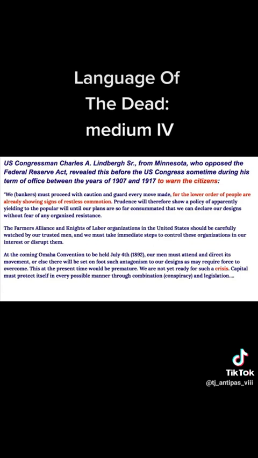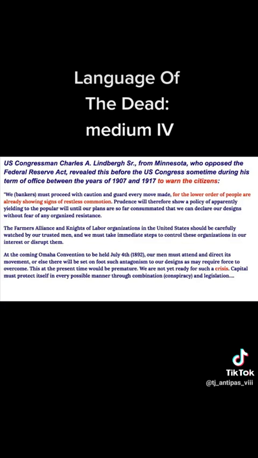The Farmers Alliance and Knights of Labor organizations in the United States should be carefully watched by our trusted men, and we must take immediate steps to control these organizations in our interest or disrupt them. At the coming Omaha Convention to be held July 4, 1892, our men must attend and direct its movement, or else there will be set on foot such antagonism to our designs as may require force to overcome. This at the present time would be premature. We are not yet ready for such a crisis.